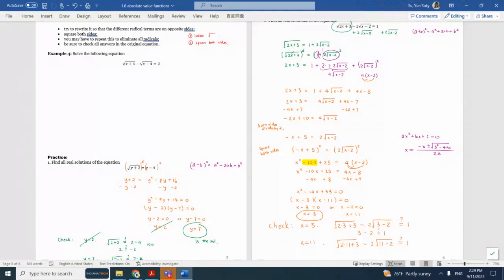What's 2 times 11 plus 3? 25. Square root of 25 is 5. 11 minus 2? 9. Square root of 9, 3. 5 minus 2 times 3, 6. Is it equal to 1? No. Sorry. So our solution is 3.